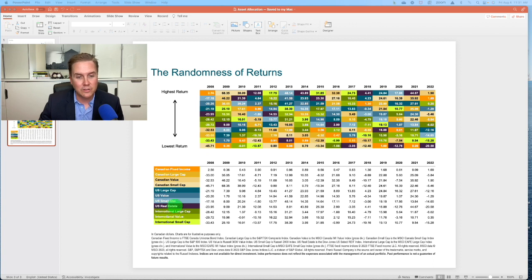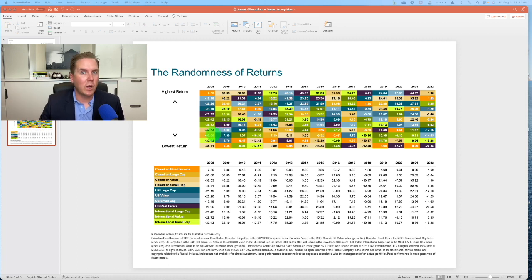And we also have some real estate in there. So we're showing different asset classes that we would presumably want to include in our portfolio. And then the chart at the top shows the ranking of each of these different asset classes from highest annual return to lowest annual return going back to 2008.